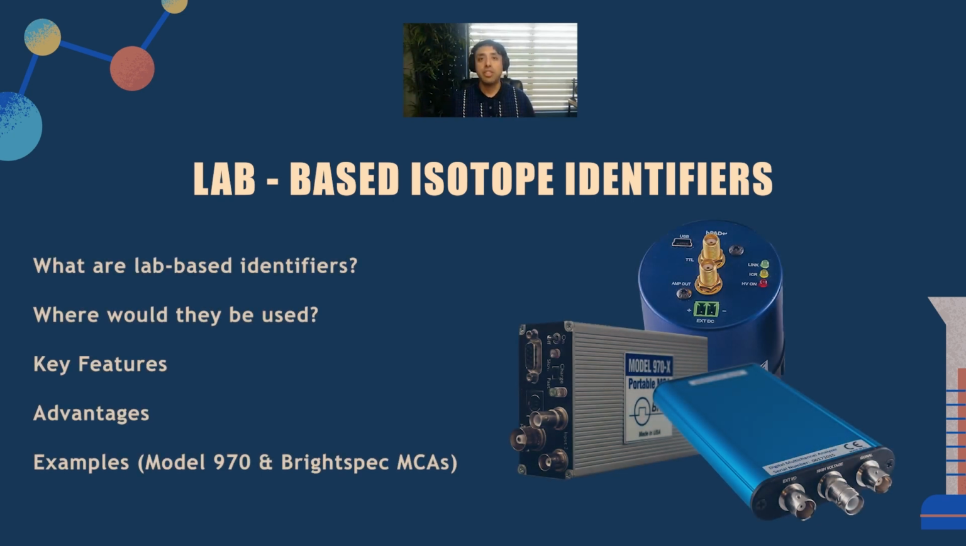So, whether you're measuring environmental samples, analyzing nuclear materials, or conducting advanced medical research, lab-based isotope identifiers like the Model 970 with its specialized configuration offer the precision and reliability and all the advanced capabilities needed to achieve accurate results.